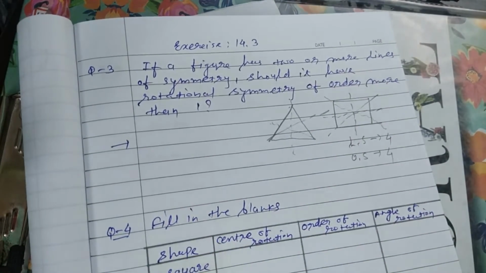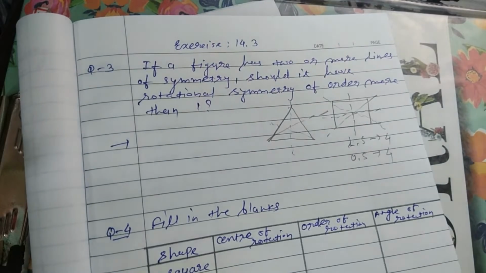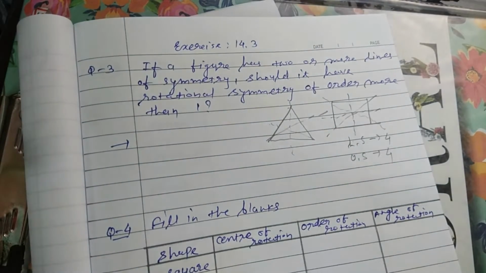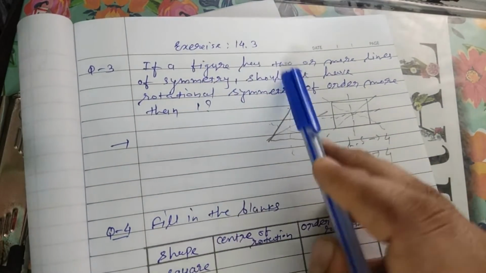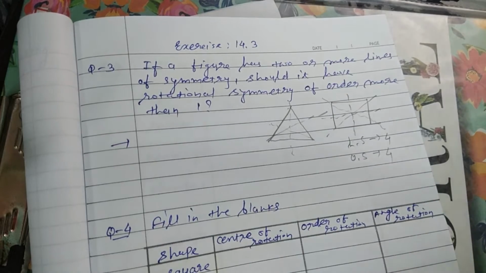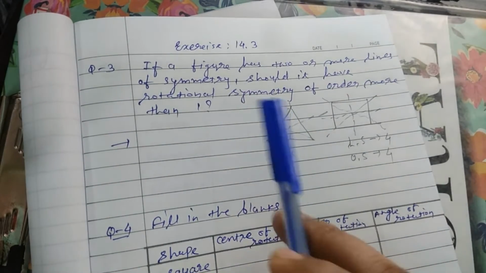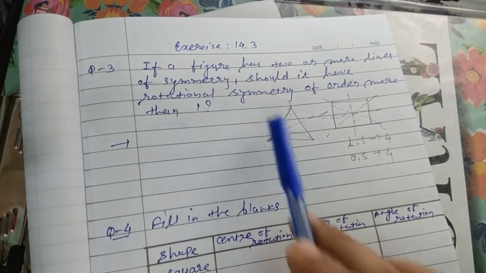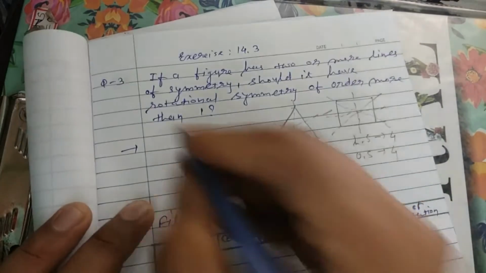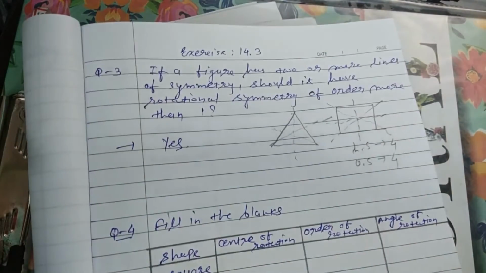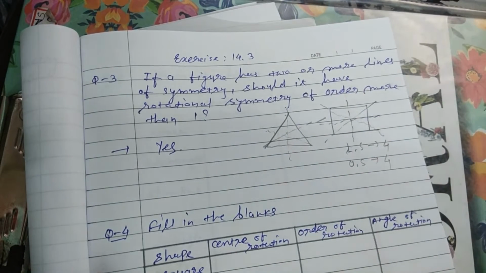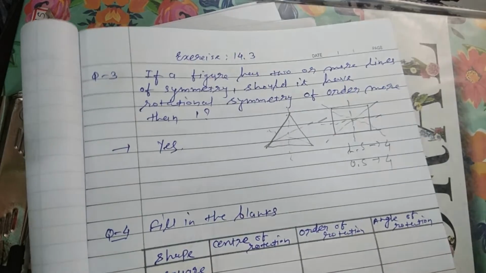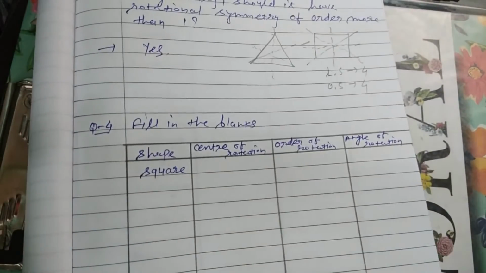In a regular pentagon, we have seen that it has 5 lines of symmetry and the order of rotational symmetry is also 5. So that means if a figure has 2 or more lines of symmetry, then it should have rotational symmetry of order more than 1. So the answer is yes, and the examples are equilateral triangle, square, regular pentagon. Next, question number 4.